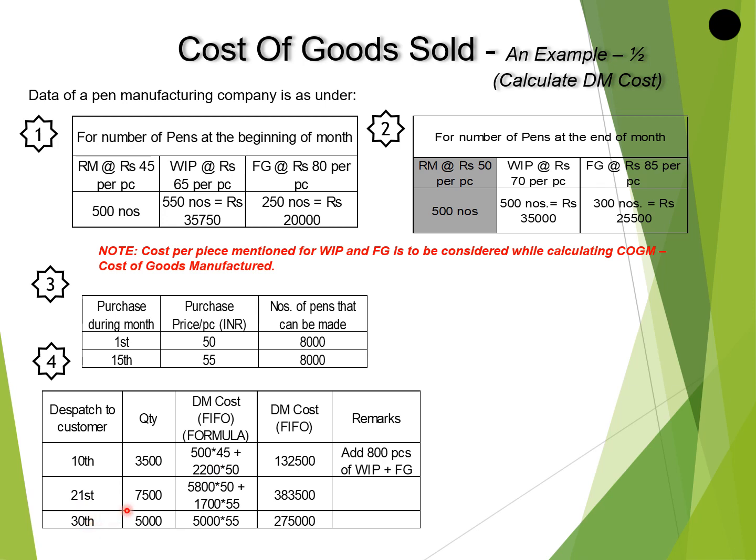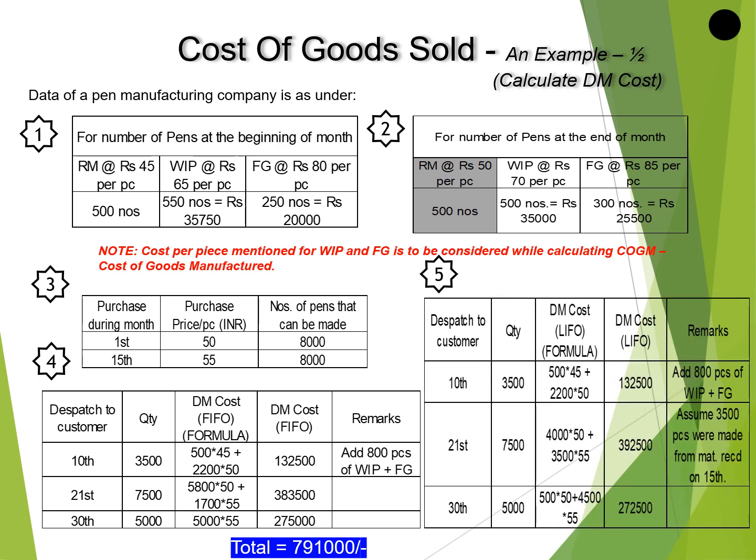On 30th we dispatched 5,000 pieces, and all these 5,000 pieces we took from last lot. So 5,000 into 55, 2,75,000. So the total direct material cost, if we add all these three, will come to 7,91,000 rupees.